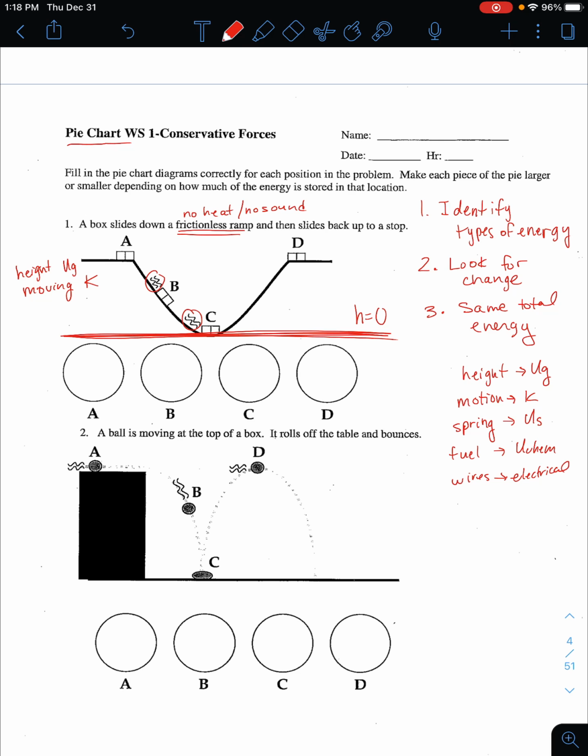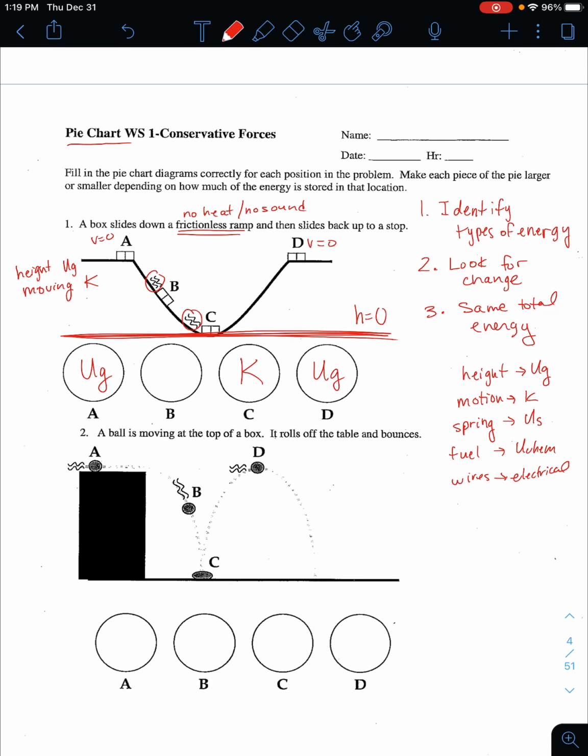So in question number 1, what I see is height and motion. What I also see is that at A and D, there's no squiggle lines, which means that my speed is 0, which means I have no kinetic energy. That means that at A and D, my entire pie is going to be gravitational. At C, though, where my height is 0, I don't have any gravitational energy. So at C, I have to say, okay, all my gravitational energy is gone. Where did it go? It still has to be the same amount of energy present. It's just a different type. Well, it's moving there, so I guess the entire thing is kinetic.